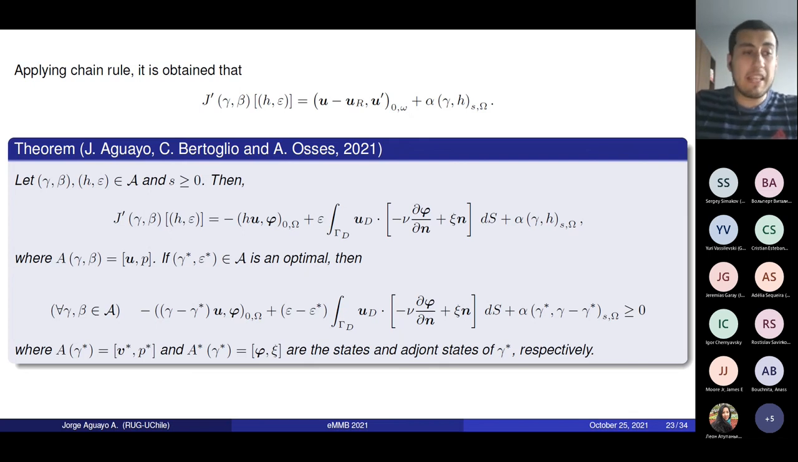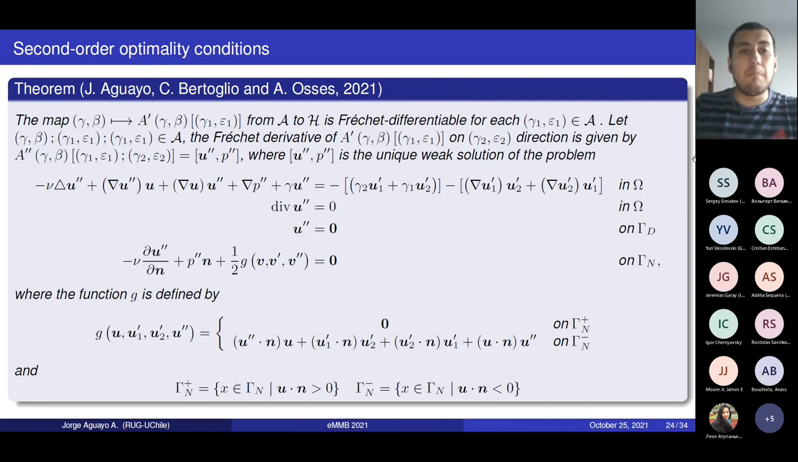What does it mean in practical terms? We can use first order solvers in order to obtain an approximation for the minimization problem using first order solvers. For example, descent methods, descent algorithms, the classical ones. But also, we can obtain second order optimality conditions because our map is twice differentiable. And also the expression is more complicated, but the most important, the PDEs that represent the first and second order derivatives are completely linear. So we can solve without problems.